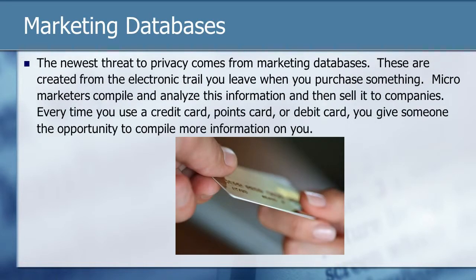One of the newer threats to privacy comes from marketing databases, and basically these come from the electronic trail you leave behind when you purchase things, and they can be compiled in different ways from different types of cards that you might be using. Micro-marketers then compile and analyze that information and sell it to other companies. So every time you use your credit cards or your point card, you're giving somebody the opportunity to compile more information about you. So always think about what you're doing with these particular cards, and sometimes you want to mix and match exactly what you're using to make purchases.